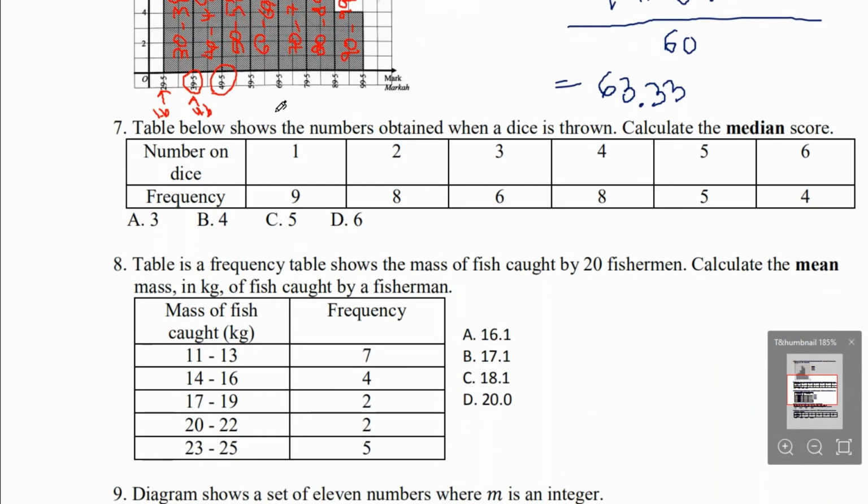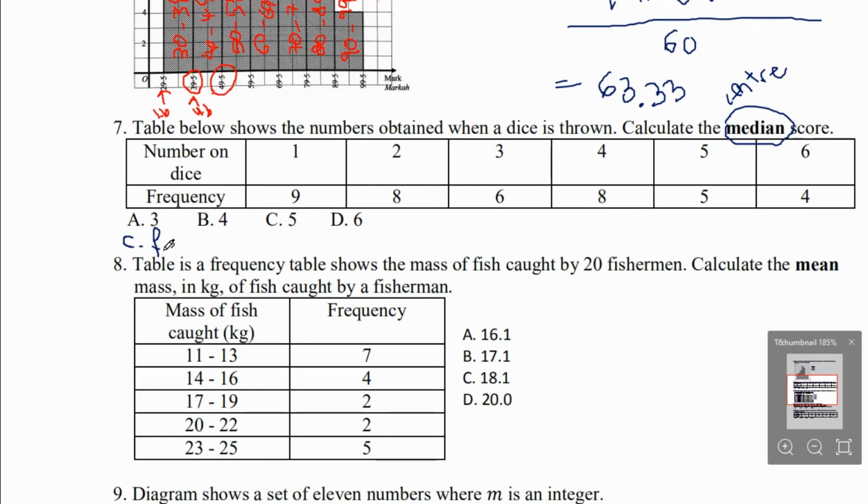Number 7. The table below shows the number shown when the dice is thrown. Calculate the median score. Median means center, the one in the middle, the score in the very middle. So number on dice 1, 2, 3, 4, 5, 6. Frequency 9. Okay, to calculate median, we have to find cumulative frequency.